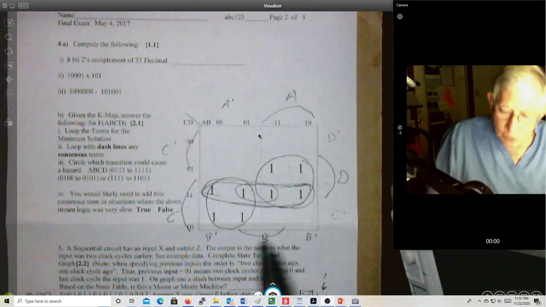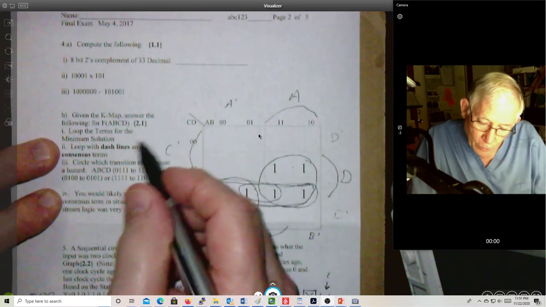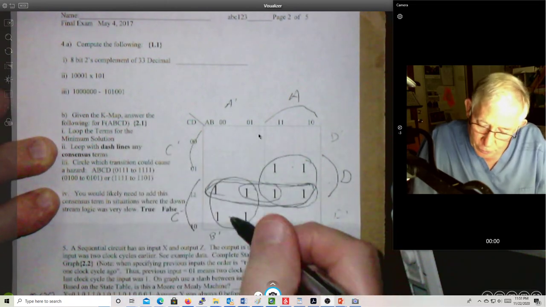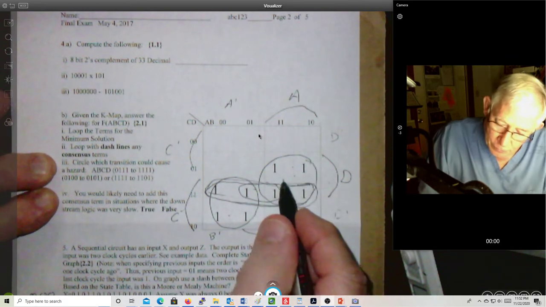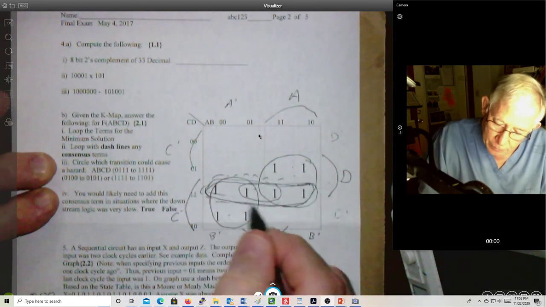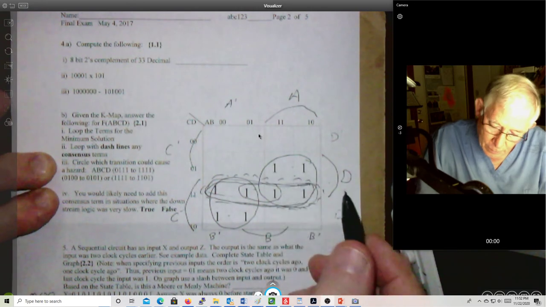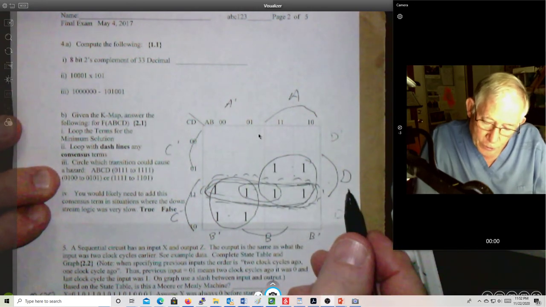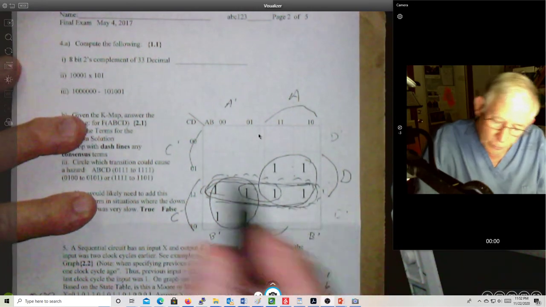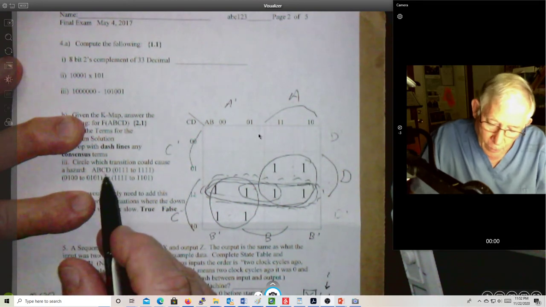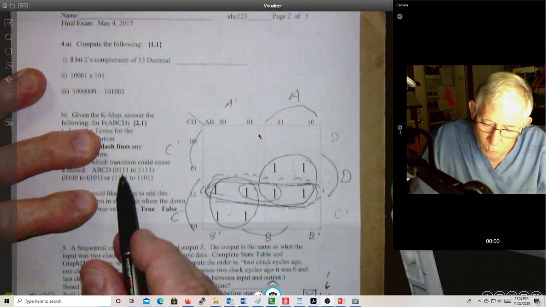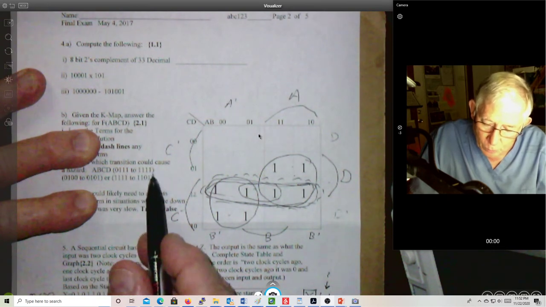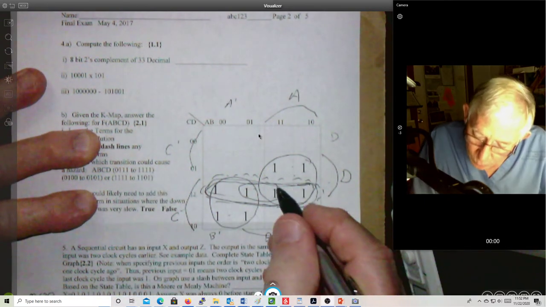Okay, so loop the terms for the minimum solution. So that would be these two. Loop with dashed lines any consensus term. So that would be this one. Circle which transition could cause a hazard. So we have three transitions specified. This one's A, B, C, D, 0111 to 1111. So 1111 is this square here.